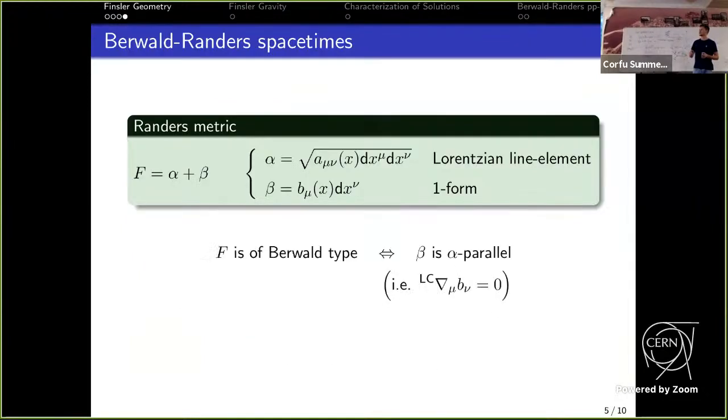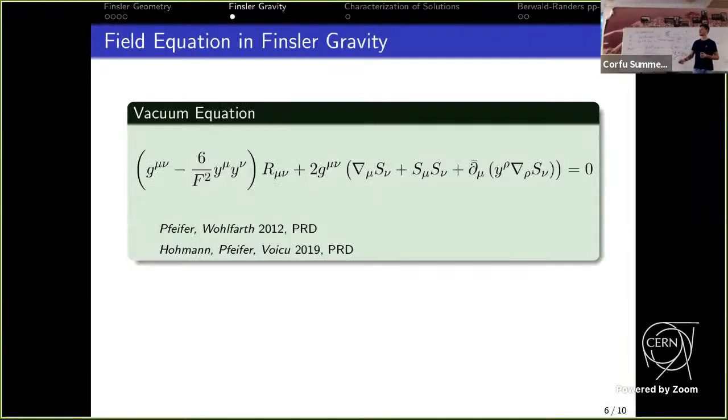All right, then let's have a look at the field equations. This is the vacuum field equation by Pfeiffer and Wohlfarth. It is an extension of Einstein's field equation in the sense that if we take a Lorentzian metric, by which I mean a non-Finslerian Lorentzian metric, and put it in here, then this equation just reduces to Einstein's field equations. Now, you might say, okay, that's all very well, but how do we know that this is in fact the right equation also for properly Finslerian spaces?